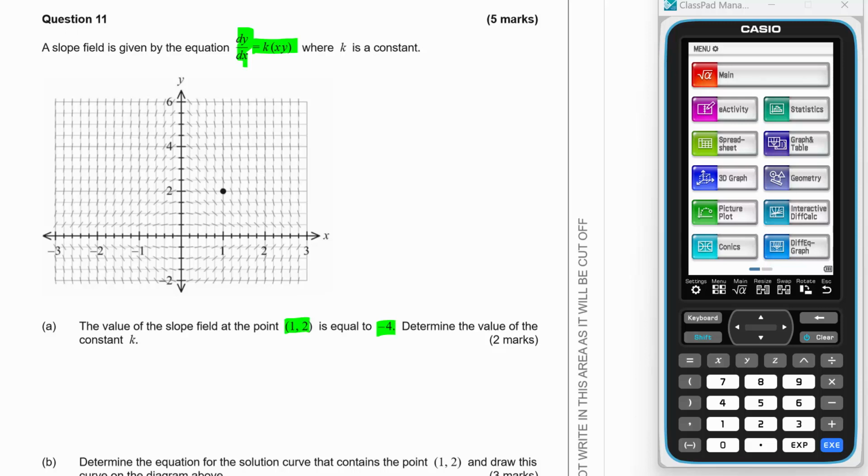So we could just substitute into this. dy/dx is -4, equals k, and that will be 1 times 2 in here. So -4 is equal to 2k, gives us k is equal to -2. And so our differential equation is dy/dx is equal to -2xy.